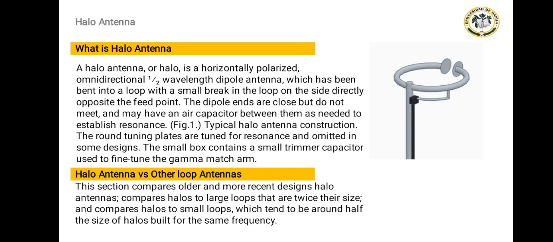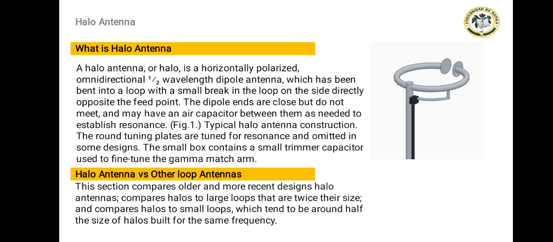Typical halo antenna construction. The round tuning plates are tuned for resonance and omitted in some designs. The small box contains a small trimmer capacitor used to fine-tune the gamma match arm.